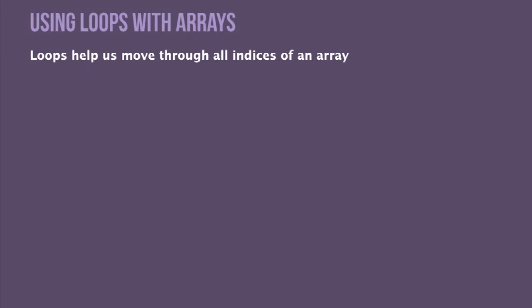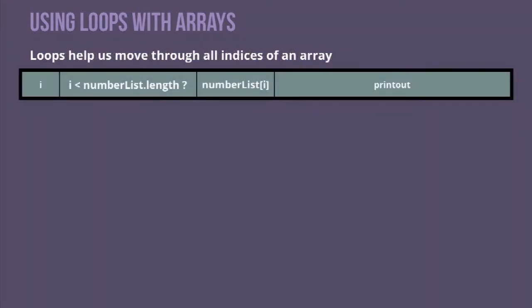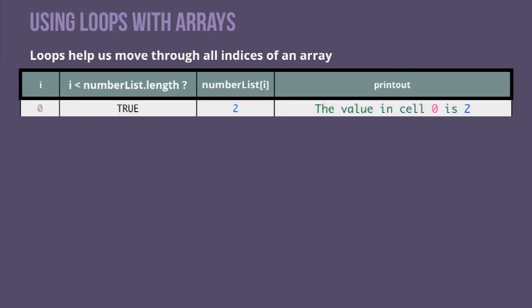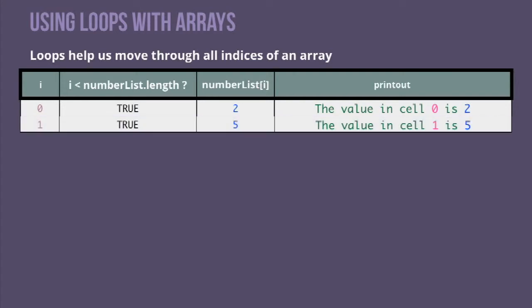Remember not to confuse the index, which is the position we're at, with its actual contents, which is the value. So let's take a look at how this works in action. When we start at i equals 0, our very first index, we'll ask whether i is less than the length of the entire array, and of course that's true. And then we retrieve the value at numberList[i], which is 2, and our printout becomes the value in cell 0 is 2.